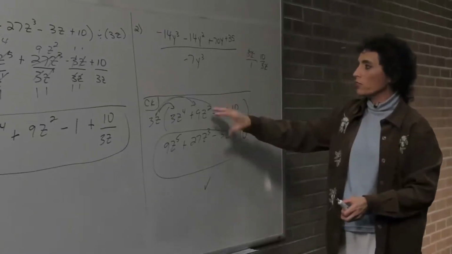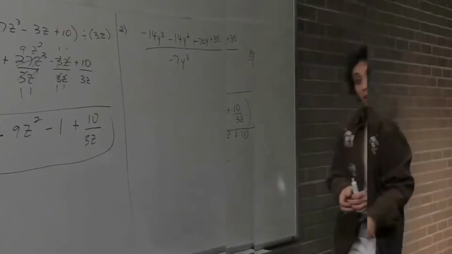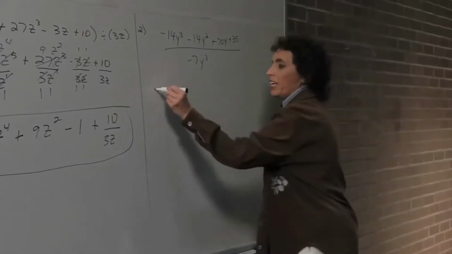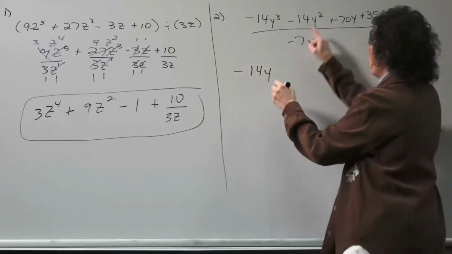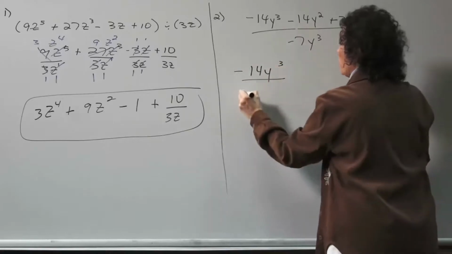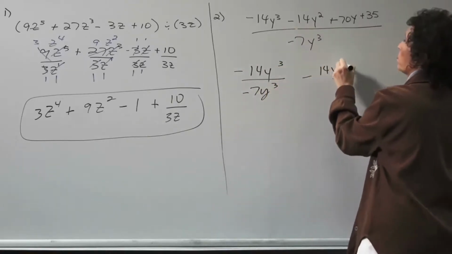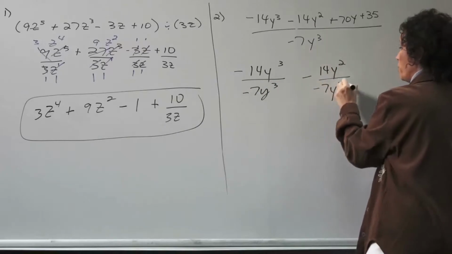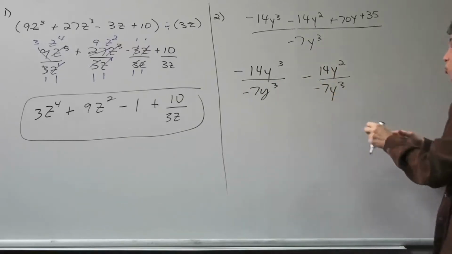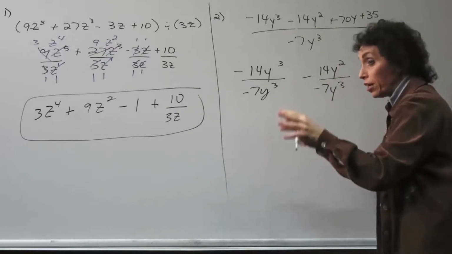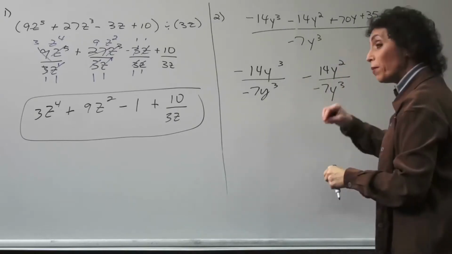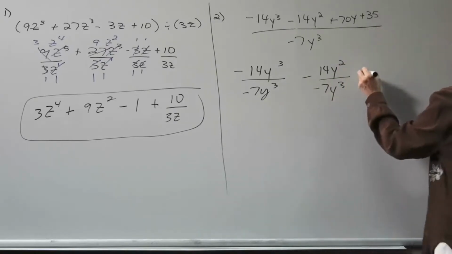So I'm going to erase this so we can get this problem in. All right, here we go. We're going to take each term of the polynomial and divide it by the monomial. We're only dividing by monomials in this section. You want to divide by polynomials and have some real fun? Go to intermediate algebra. Okay?